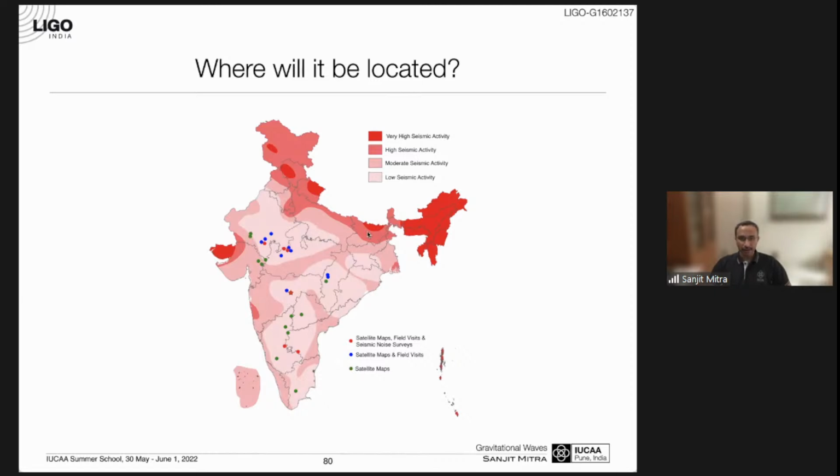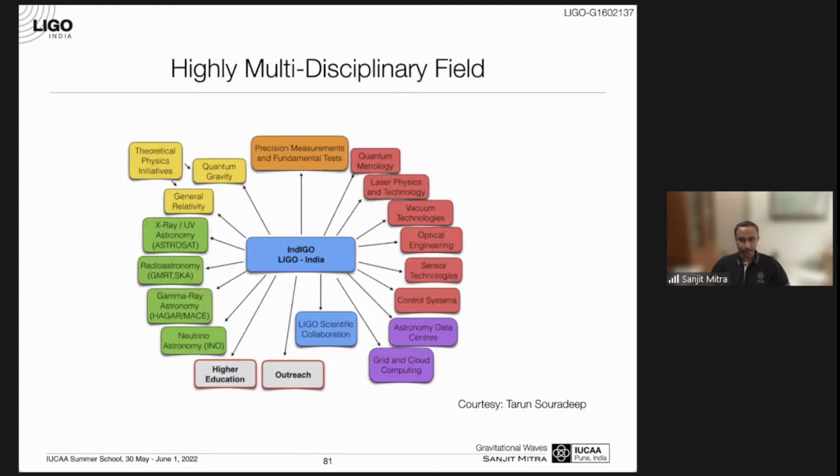So all consideration putting into place, and of course there has to be land availability and things like that. This was one of the primary places where it seemed it would be feasible to build the detector, and that site is indeed pretty quiet and so on. Now, why does the government want to spend money on such missions?